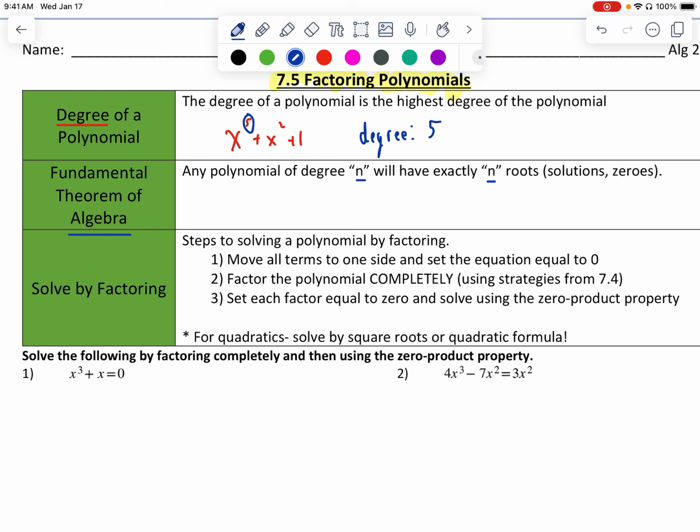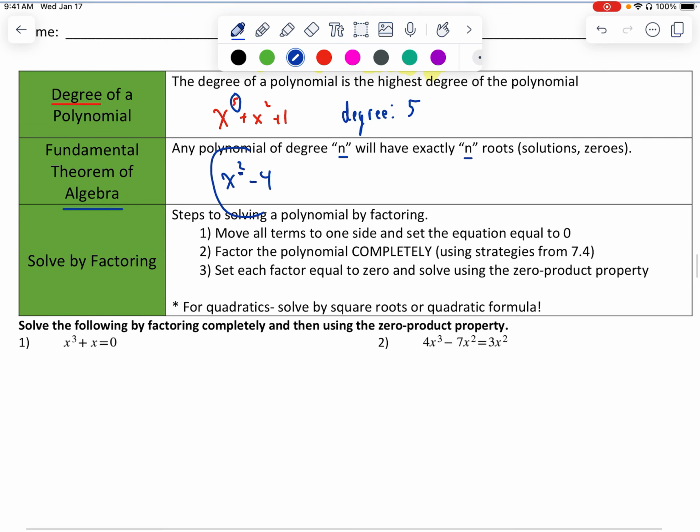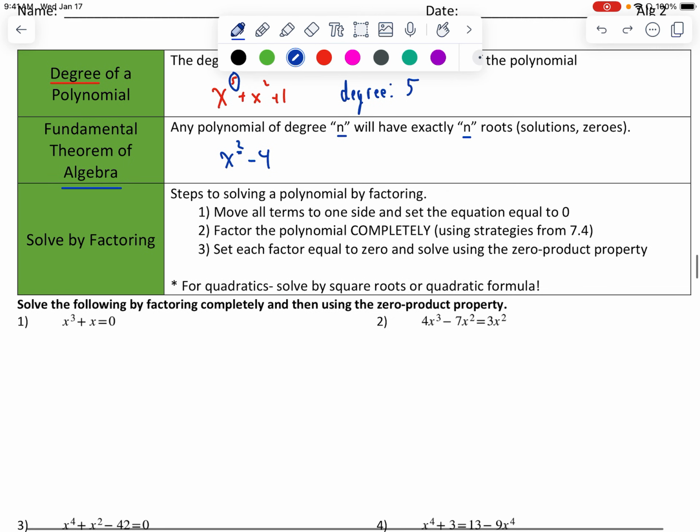So if you have a polynomial with degree 2, let's say x squared minus 4, that means you have 2 solutions. If you have x to the power of 3, you have 3, x to the power of 1, you have 1. This comes up all the time in algebra without even really knowing it. And we'll use that to double check our work as we go along here.